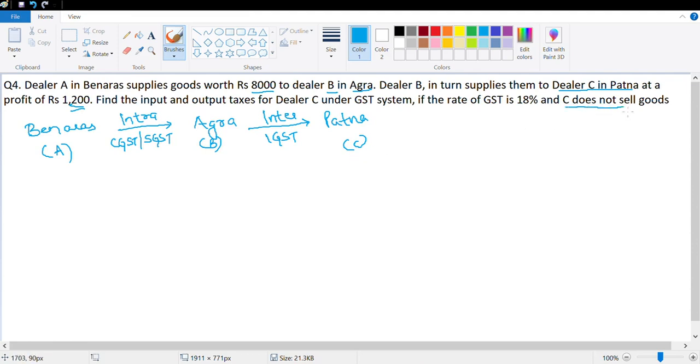And C does not sell goods. So if he's not selling goods, his output tax will be 0. That's very clear. He's not selling them further. So for his input tax, let's calculate. So the selling price here is equal to rupees 8,000. So the cost price here is equal to rupees 8,000. He is making a profit of 1200 rupees, which means profit of rupees 1,200. The selling price here is rupees 9,200.